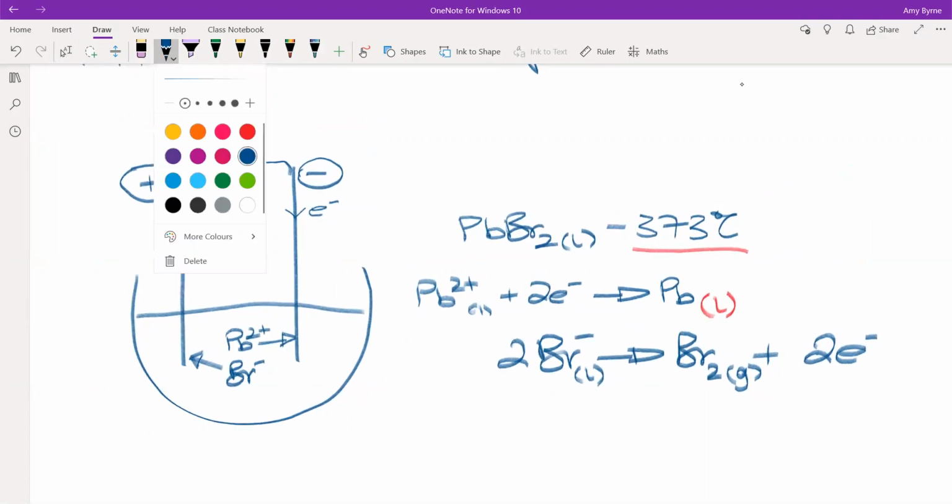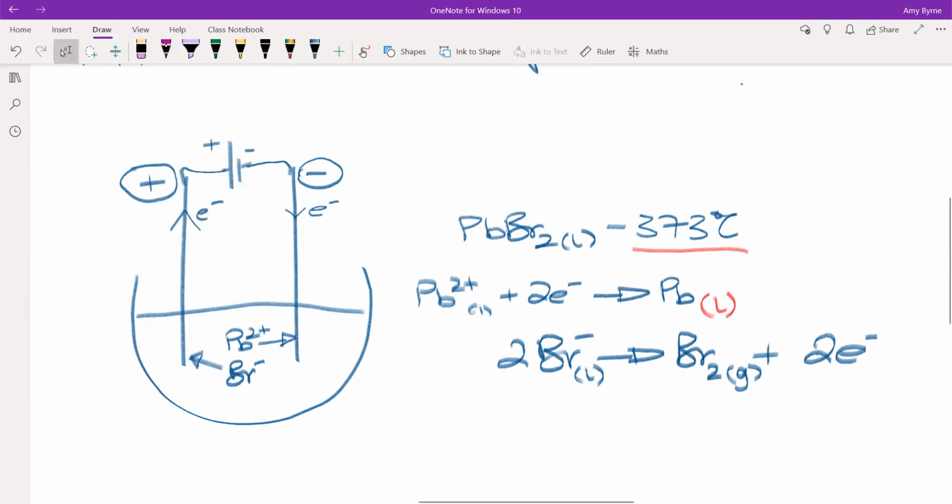Okay, let's talk about defining those electrodes as cathodes and anodes. So red cat, reduction takes place at the cathode. So now that we've worked out that we've got a reduction reaction, this is reduction, which means that this must be the cathode.